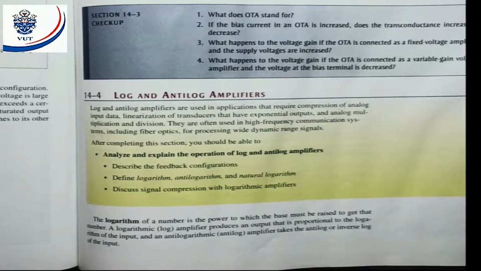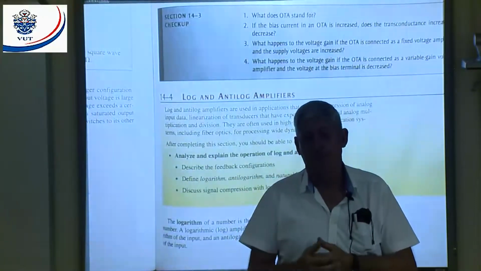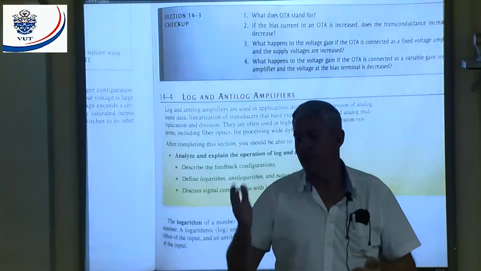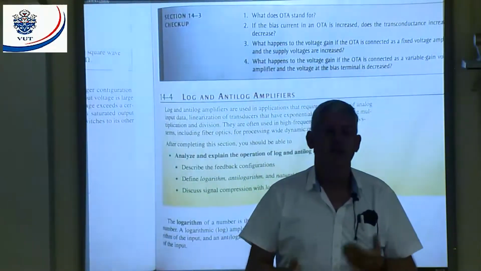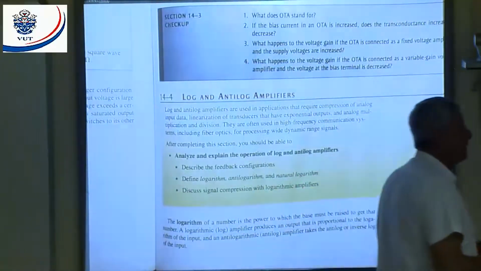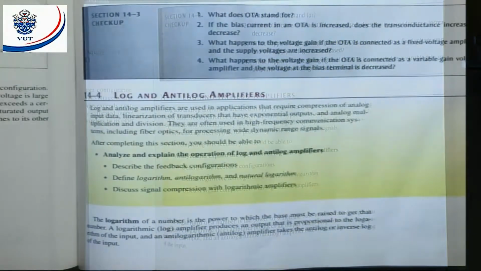All right. Up till now, a lot of the amplifiers have had a linear output. This one will have a logarithmic output. Sometimes you've got transducers that also give you a logarithmic output. You want to convert it to a linear output, and that's where we're going to use these log and anti-log amplifiers.